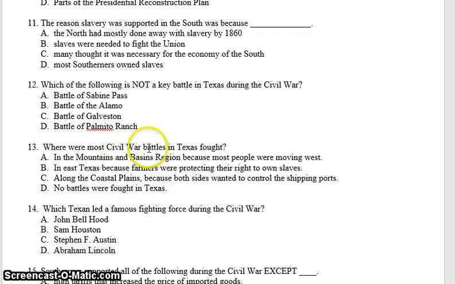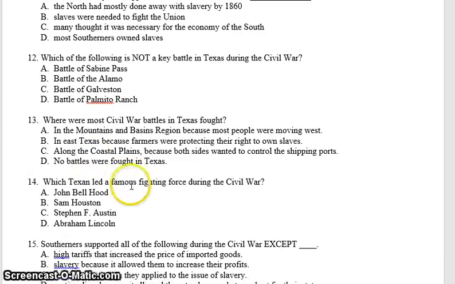13. Where were most Civil War battles in Texas fought? A. In the mountains and basins region because most people were moving west. B. In East Texas because farmers were protecting their rights to own slaves. C. Along the coastal plains because both sides wanted to control the shipping ports. Or D. No battles were fought in Texas.